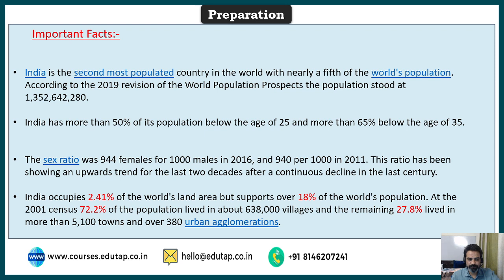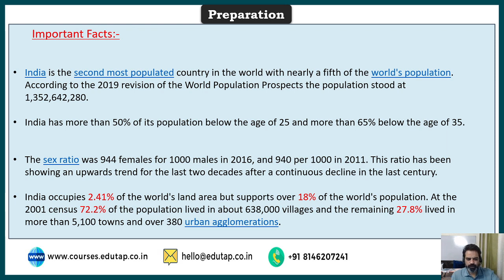Next, about sex ratio. The sex ratio was 944 females to 1000 males in 2016, 940 per 1000 in 2011. This ratio has been showing an upward trend for the last 2 decades after a continuous decline in the century. See, again, if you are writing about male-female comparison, this fact could be used.